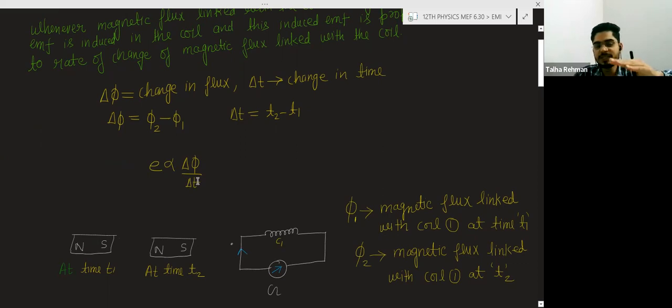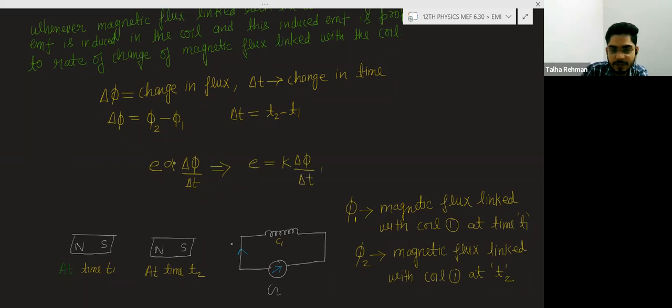Like change in velocity per unit time is acceleration, change in displacement per unit time is velocity. Like that, change in flux per unit time is directly proportional to the EMF. So when you remove this proportionality sign, you will get k delta phi by delta t, and this k is equal to -1 for all systems of units.